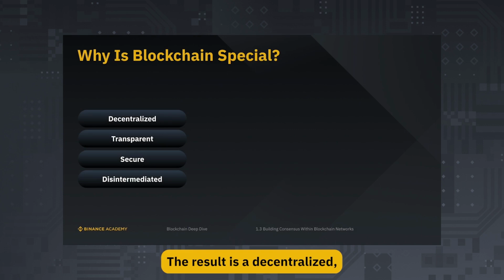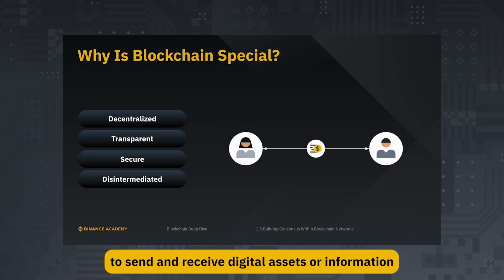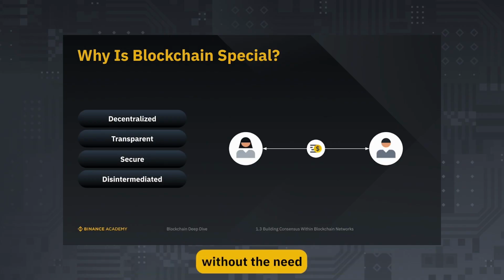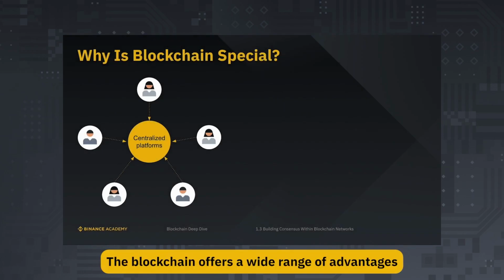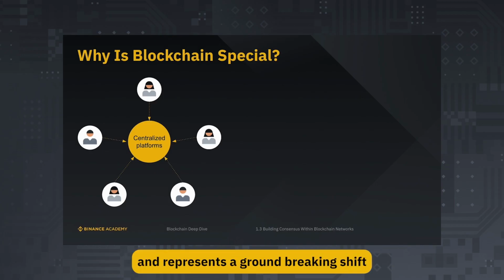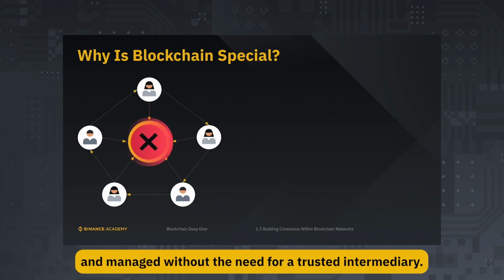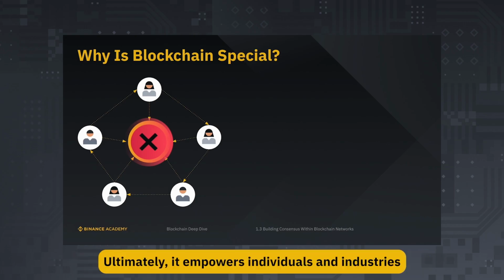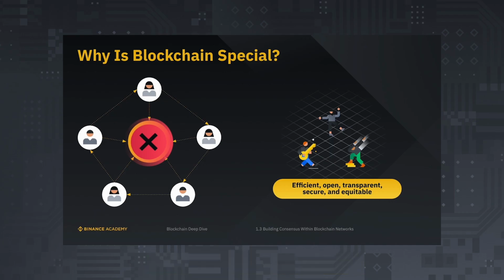The result is a decentralized, transparent, and secure system that allows users to send and receive digital assets or information without the need for centralized authorities, such as banks. The blockchain offers a wide range of advantages over traditional systems and represents a groundbreaking shift in the way digital assets and information are exchanged and managed without the need for a trusted intermediary. Ultimately, it empowers individuals and industries toward a more efficient, open, transparent, secure, and equitable digital future.